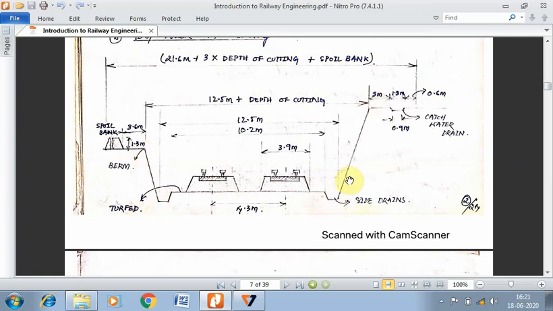And then the cutting would be done to the required slope depending upon the geological or geotechnical investigation done at the site, right? So the bottom width of the formation that you're going to give is 3.9 meters, and the turfed section will have a top width of 10.2 meters, and from the outer edge of the longitudinal drains you are expected to provide 12.5 meters, and then the cutting is expected to be 12.5 meters plus the depth of cutting. The depth of cutting is this, okay?